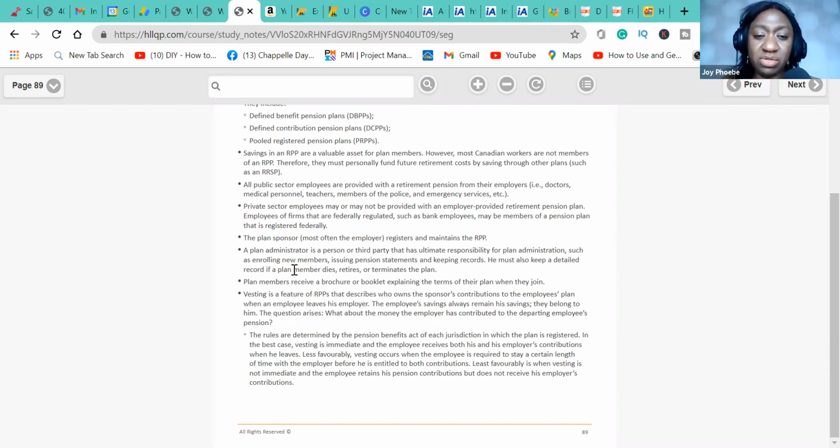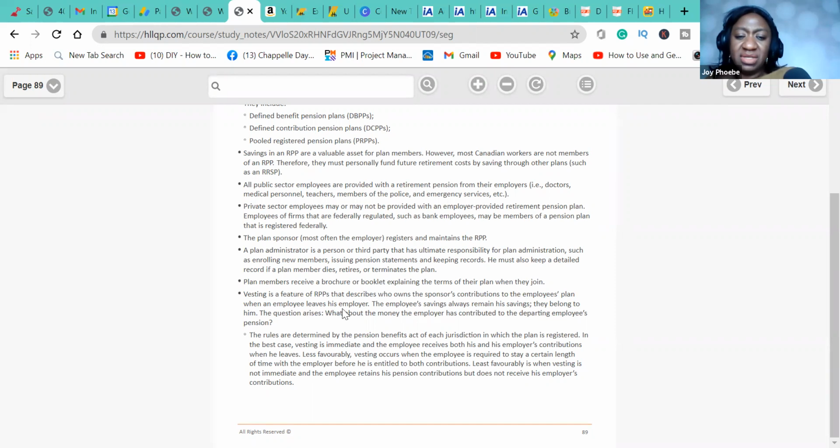The plan sponsor most often is the employer, and the plan administrator is the person or a third party that has ultimate responsibility for the administration of the plan. Plan members receive brochures or booklets that detail the information that is relevant to them. Vesting is a feature of RPPs that describes who owns the sponsor's contribution to the employee's plan.